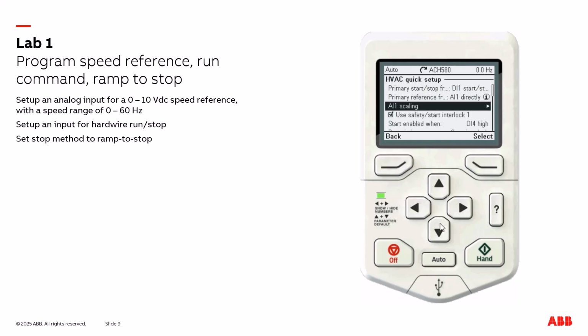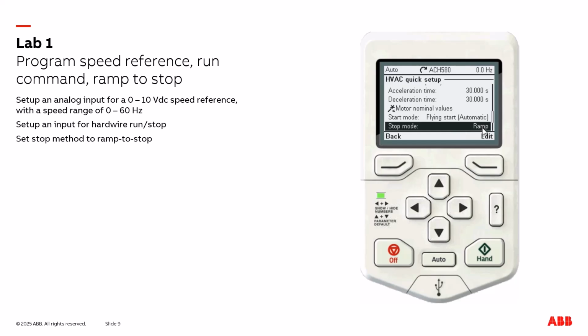And the last item is we need to set up the drive for ramp to stop. Now at the very end of this list, under stop mode, you can see the drive is set up for coast to stop by default. Here we need to change it to ramp to stop. So we hit edit, and we hit the down arrow key, and now we can hit save. And now the drive is set up for ramp to stop.